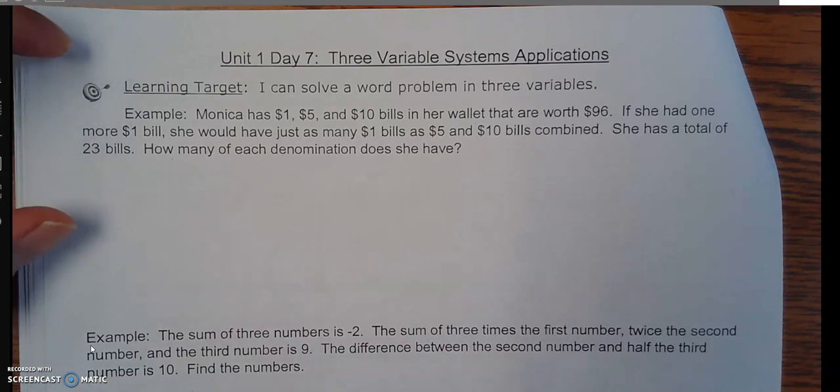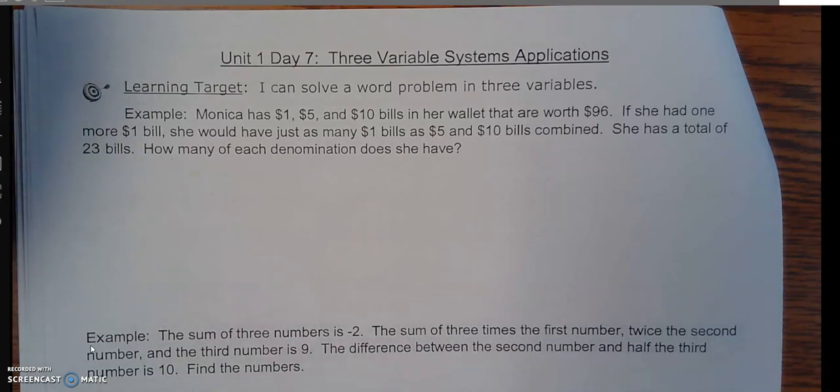It says Monica has $1, $5, and $10 bills in her wallet. They're worth $96. If she had one more $1 bill, she would have just as many $1 bills as $5 and $10 bills, and she has a total of 23 bills. So how many of each denomination does she have? You could guess and check all day with this. You might eventually figure it out, but it'd take a very long time, so I wouldn't go that route. If we made up some systems of equations and solved, we could have this done in a couple of minutes.